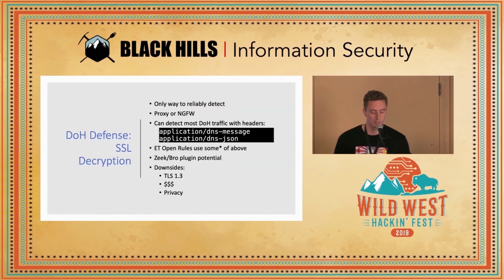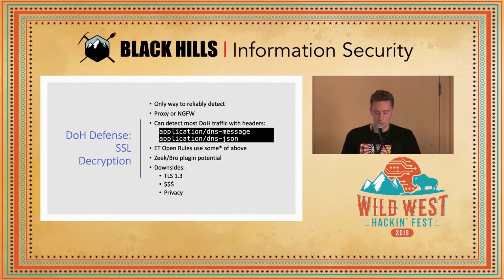So when it comes to SSL decryption, it is, like I said, the only way you can guarantee you're going to be able to catch this stuff. Lots of proxies can do this. Some next-gen firewalls can do this. There are two headers used by DoH resolvers, application/dns-message and application/dns-json. If you can see this in the HTTP headers, then it's pretty much guaranteed to be DNS over HTTPS traffic.